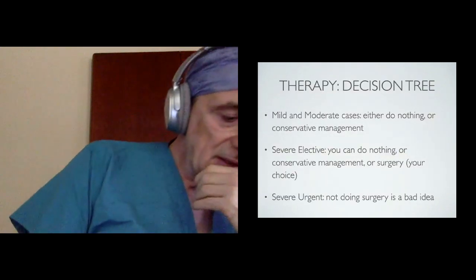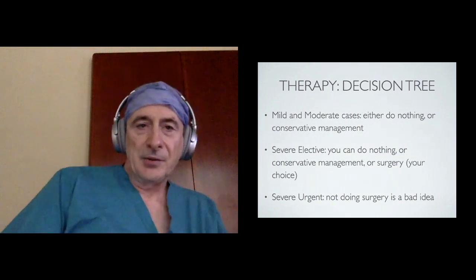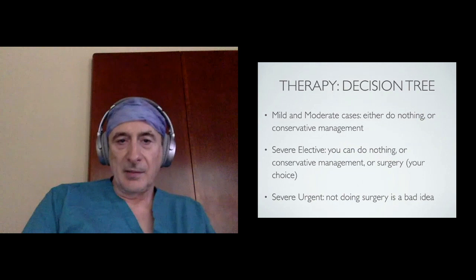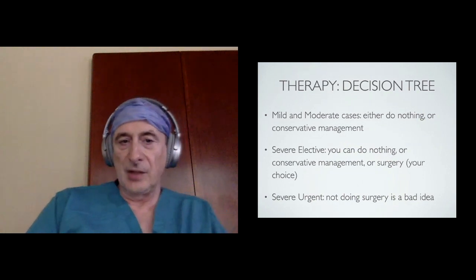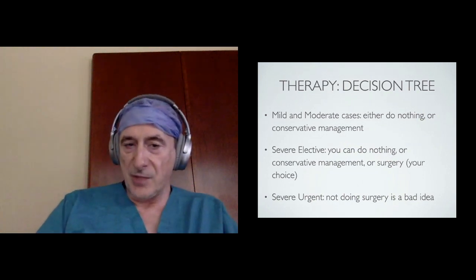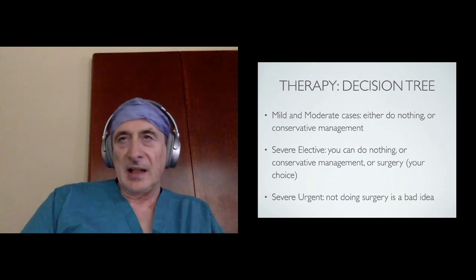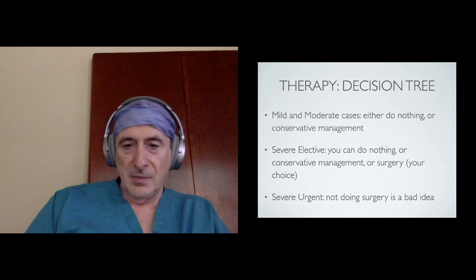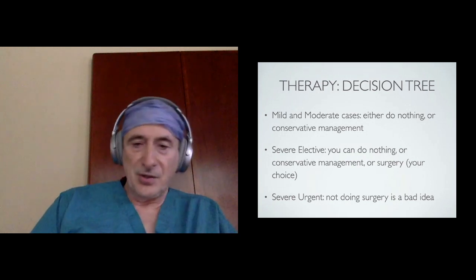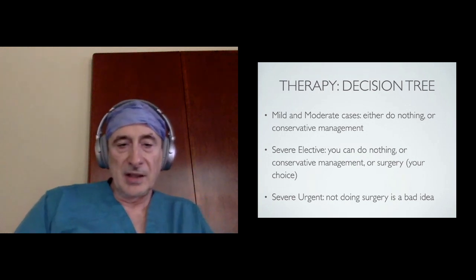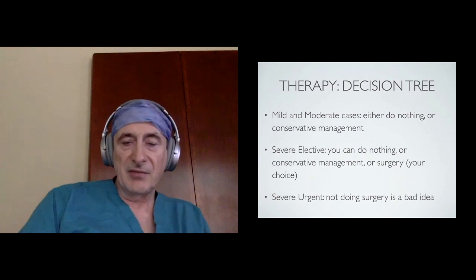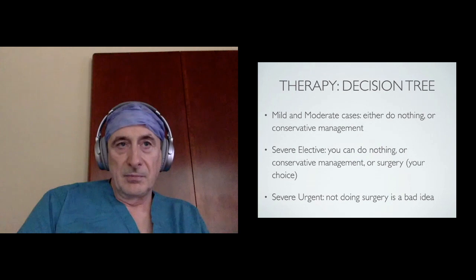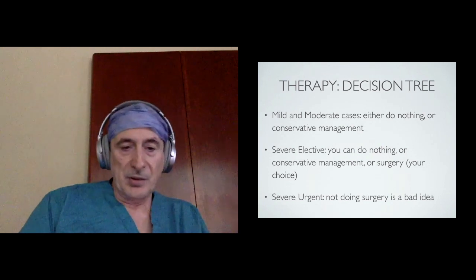Now, the decision tree about the therapy does not go for surgery automatically. Mild and moderate cases, either you do nothing or you stick to the conservative management. Severe elective cases are the cases in which you give the patient the option, because if you do not do the surgery, the patient is not going to die or is not going to have a progressive neurological deficit. And you have to explain what the pros and cons of the surgery are.